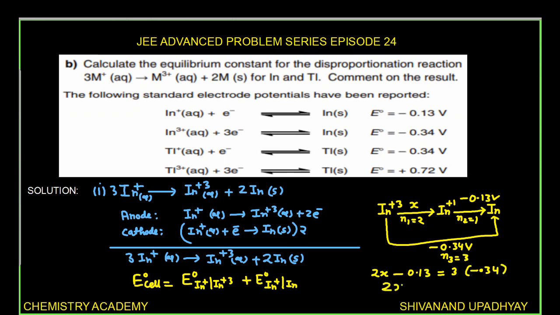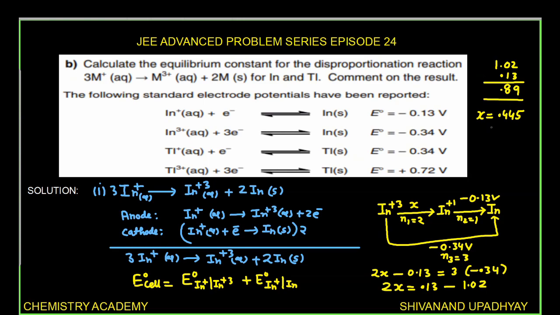We can write that 2 times X is equal to 0.13 taken to the right side, and multiplying this, that is 3 times 0.34 is 1.02. So if I subtract this value from here, we can write 1.02 minus 0.13. So 12 minus 3 will be 9, so 0.89. Now from here, the value of X is equal to 0.445, right? So the value of X is coming 0.445.